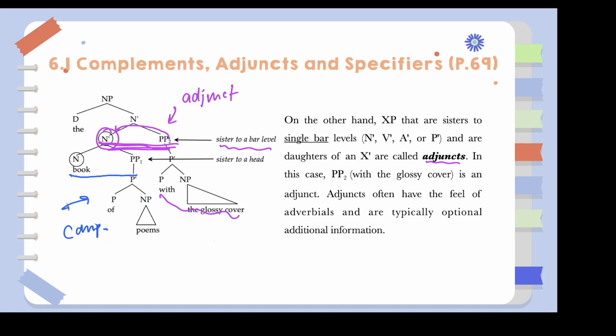So what is the adjunct? Adjunct is the structure that can be omitted. It's just adverbial, typically optional additional information. So for example, if we cut off "of poems," it can be any other book. So poems is the complement, required by our head. But with "with the glossy cover," it's fine if we don't have it, it would still be a book of poems anyway. So "with the glossy cover" is an adjunct, the optional additional information.